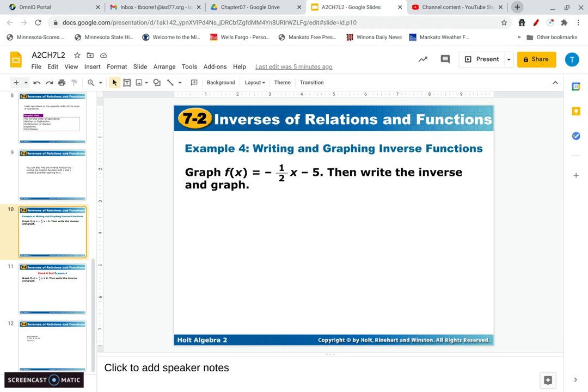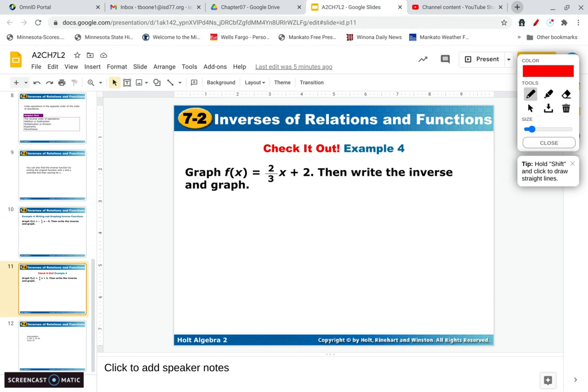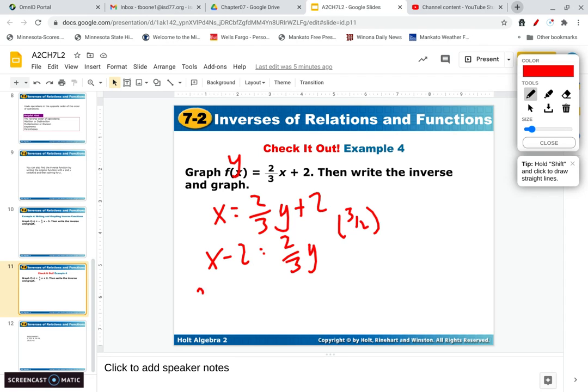All right, so now we go down to this one. Once again, this is what y is. So the first thing that we do is we switch the x and the y. x equals 2/3 y plus 2. This time we would subtract 2. So we'd get x minus 2 is equal to 2/3 y. Now, again, we would divide by 2/3, which is really the same thing as multiplying by the reciprocal. Let's multiply both sides by 3/2. So we'd have 3/2 (x minus 2), and that's going to be equal to y.